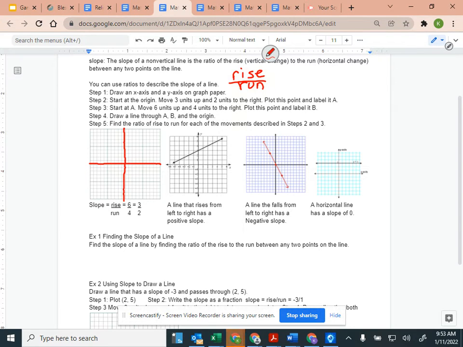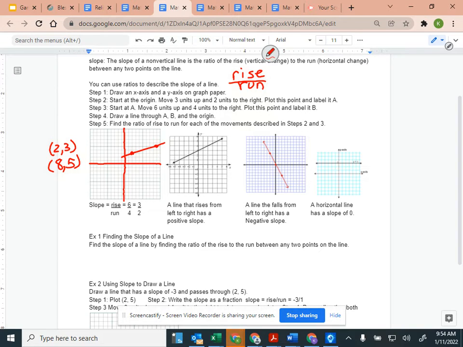So if I have my first point, I'm putting it at 2, 3. And my next point, I'm going to put at 8, 5. And I want to know what that slope is.